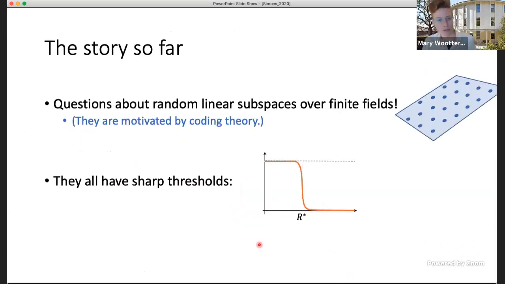Okay, so the story so far, this is all just introduction stuff. I asked you 3 questions about random subspaces over finite fields. And I told you a little bit that they were motivated by coding theory. And I told you that they all have sharp thresholds. So that's the background, and I'm going to go forward from here. But before I move on, are there any questions?